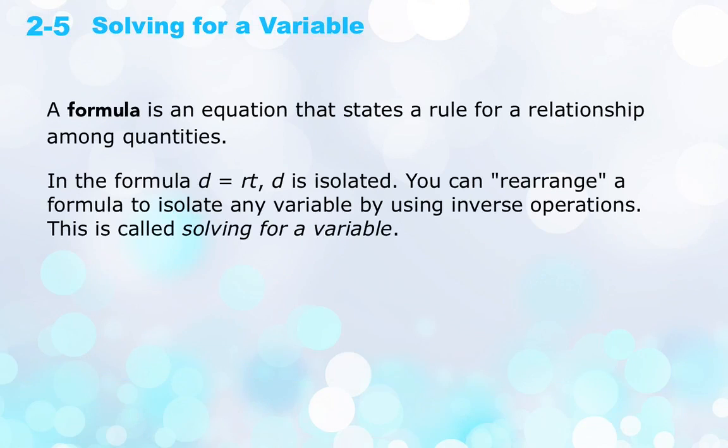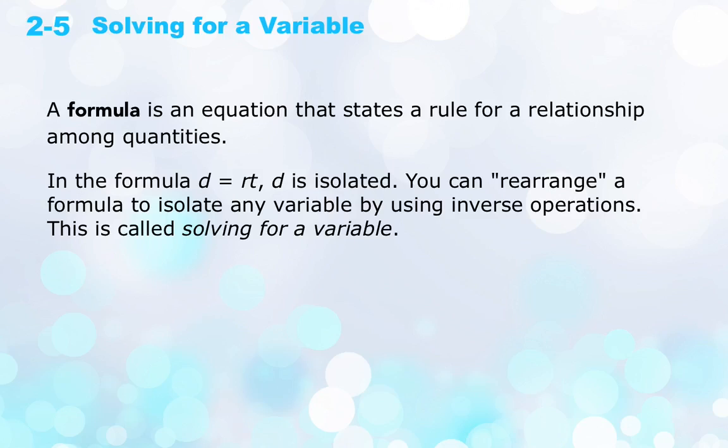And what we're going to look at first is a formula. Now, a formula is an equation that states a rule for a relationship among quantities. Here's one of the most famous ones: d equals rt. d is what they call isolated. It's all by itself. Now, this formula is distance equals the rate times the time. And usually when you have two of these numbers filled in, you're trying to find the third one. So how fast can I go for how long, and what will my distance be? That's how this would be set up.